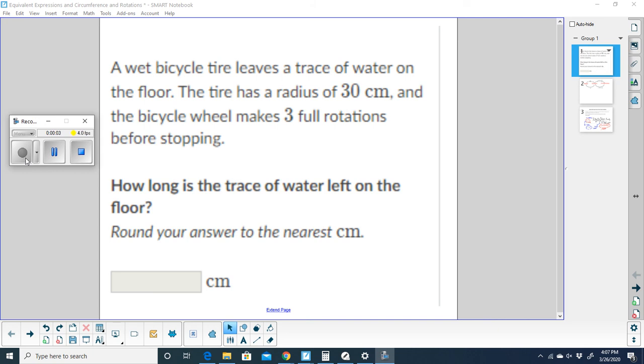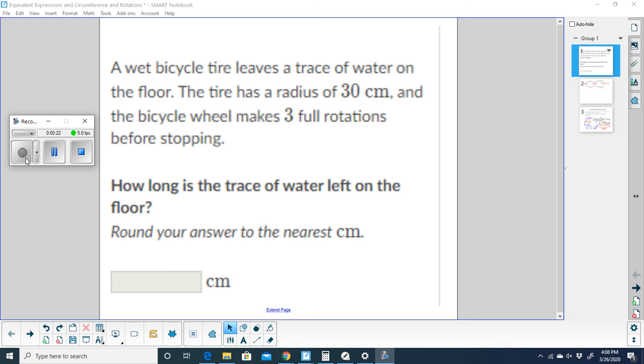Here's a question I was asked to answer. A wet bicycle tire leaves a trace of water on the floor. The tire has a radius of 30 centimeters, and the bicycle wheel makes 3 full rotations before stopping. How long is the trace of water left on the floor? Round your answer to the nearest centimeter.